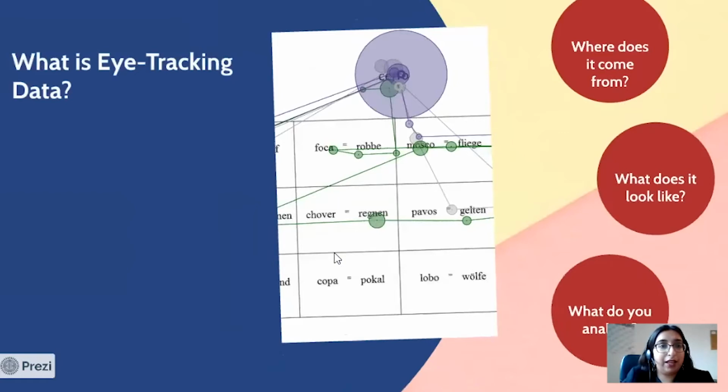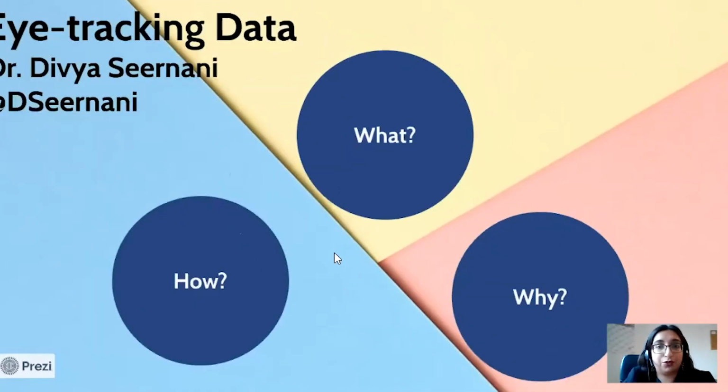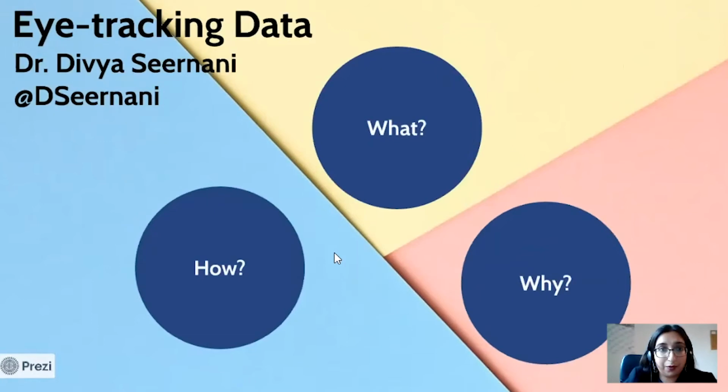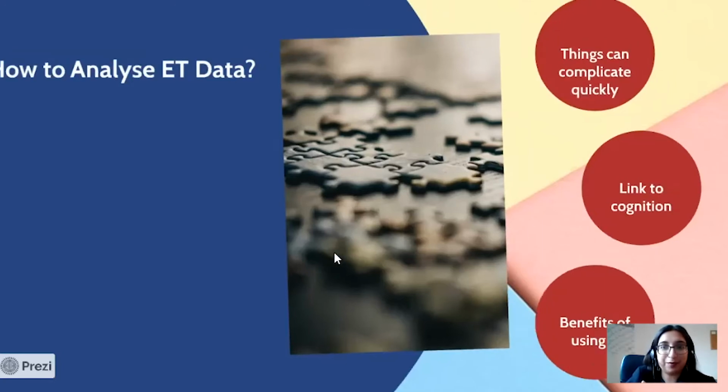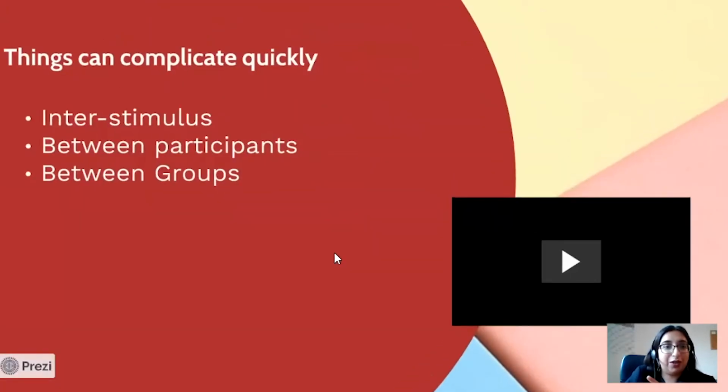Okay. We can now move on to how we work with eye tracking data and how we analyze it. And here, I hope you followed the first part of the talk well enough, because things are about to get really complicated as we look at multiple participants, multiple trials, and how we link it to cognition. So what I showed you, the video I showed you before, was one participant on one trial.